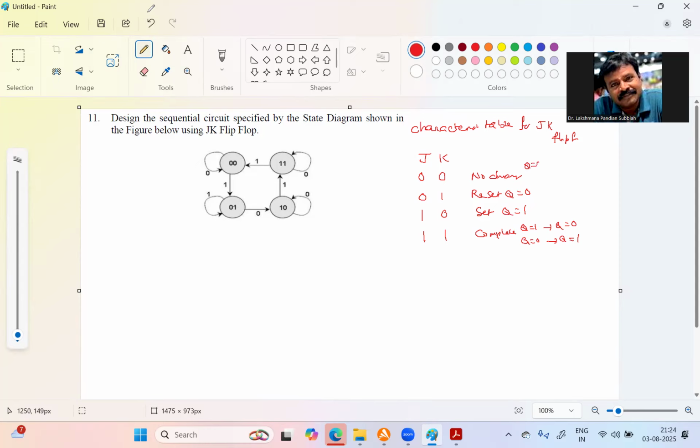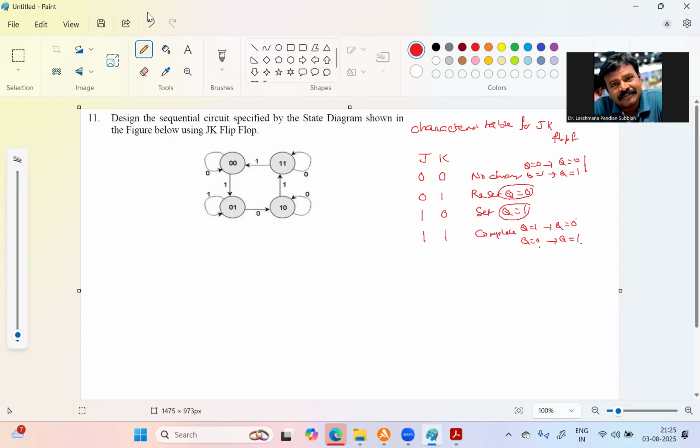Here for no change, if Q is already 0 and you apply the inputs and clock, there is no change in value, Q equal to 0. If Q is already 1, it won't change Q. So that is no change in value. Reset is Q going to be 0, set is Q going to be 1, and complement is if it is 1, it will change to 0, and if it is 0, it will change to 1. So this is the characteristic table.